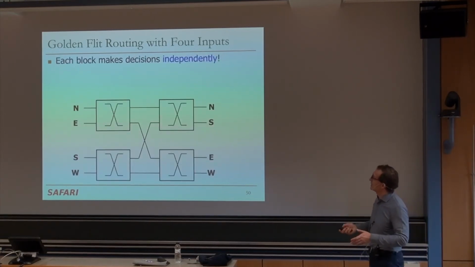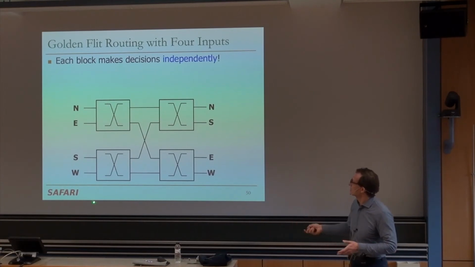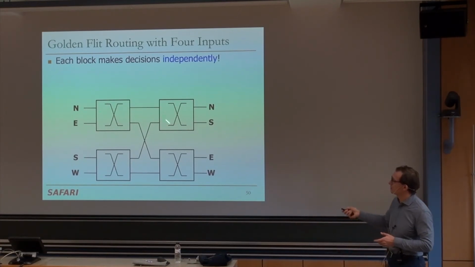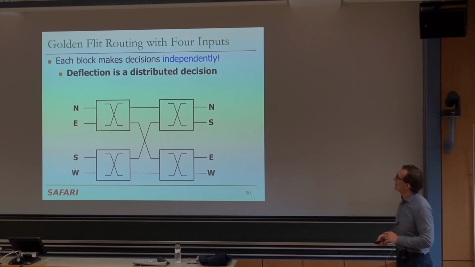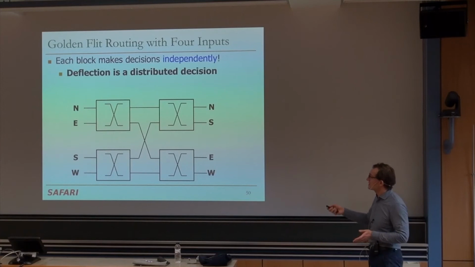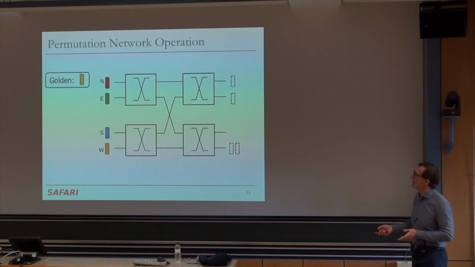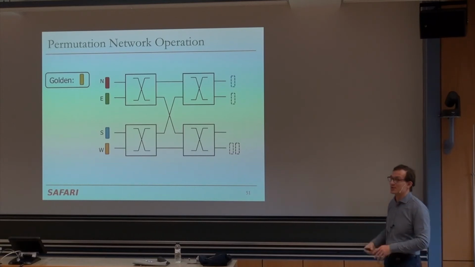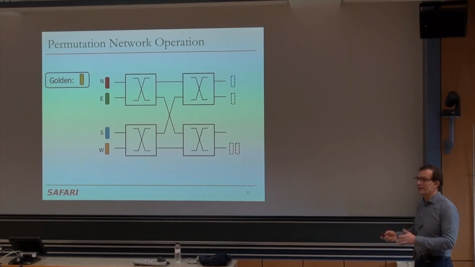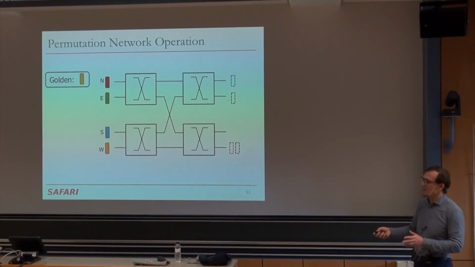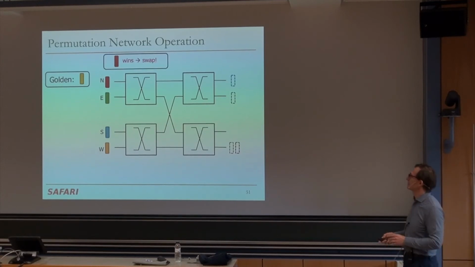So let's take a look at an example over here. This is a permutation network consisting of 4 2x2 routers. Each block makes decisions independently in this case, so the router becomes actually simpler also. And deflection is now a distributed decision across these. So let's pick one as golden over here. There are no priorities. This one is golden because it happens to be in a slot that's designated as golden. And every router knows that, so it has a bit set saying that, okay, at this point in time, this is golden.